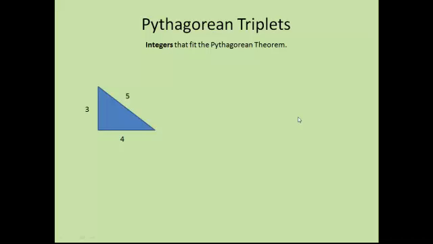So let's take a look at some Pythagorean triplets. These are positive integers that fit the Pythagorean theorem. So one example is 3, 4, 5. Let's verify that this actually fits the Pythagorean theorem.